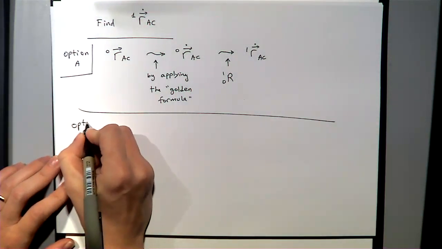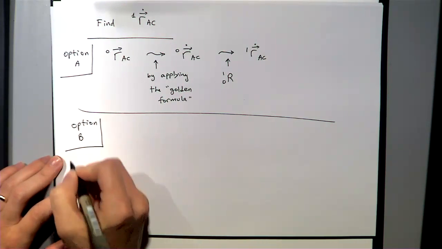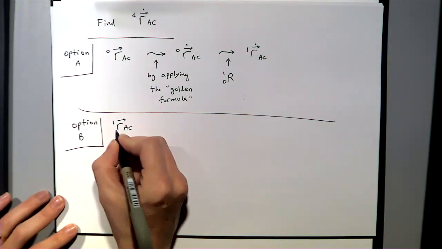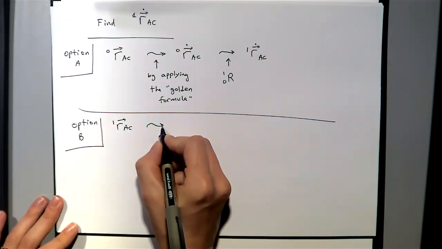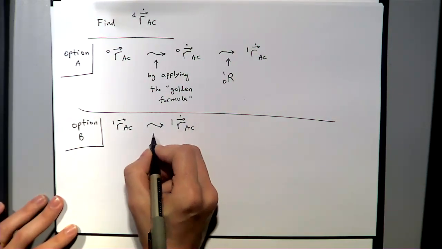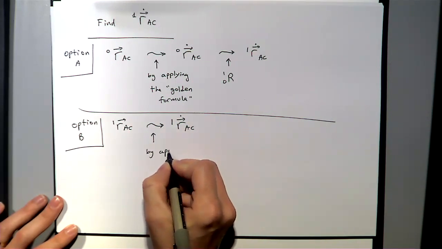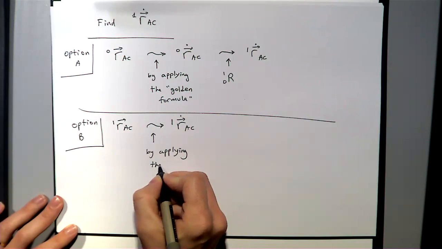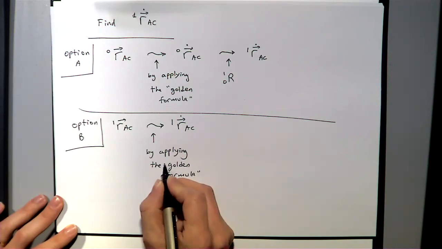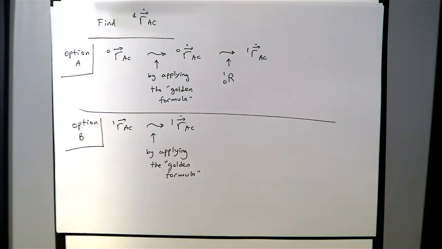Option B is on the slide. Let's find RAC in frame 1 directly, and then use the golden formula to get RAC dot in frame 1. So this is, again, by applying the golden formula. I'll just remind you, the golden formula is the derivative of a vector in any coordinate system, rotating or not.